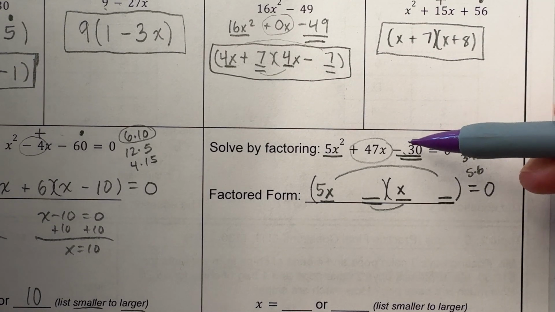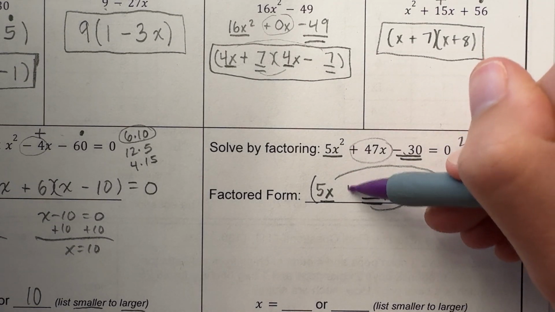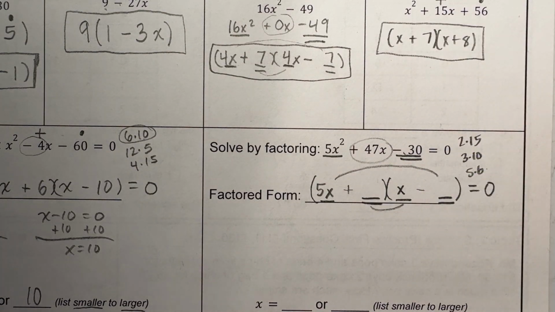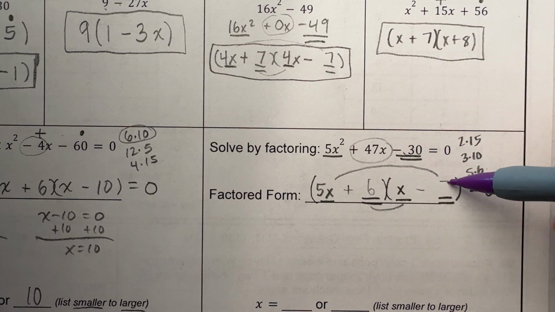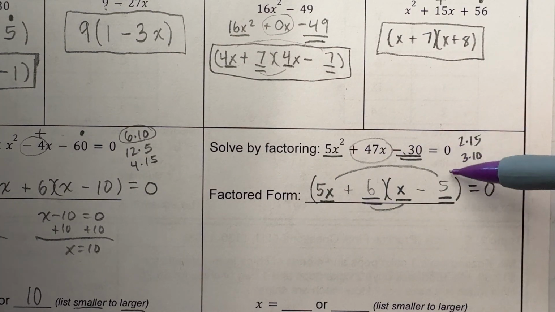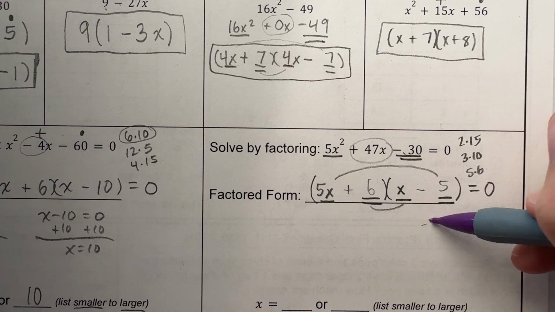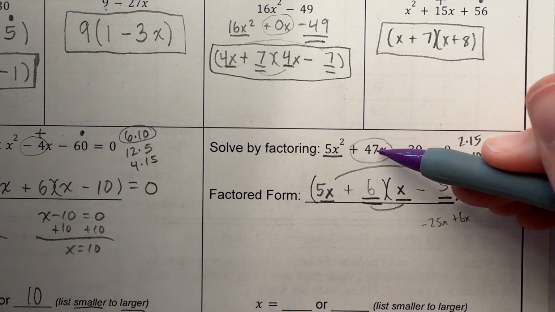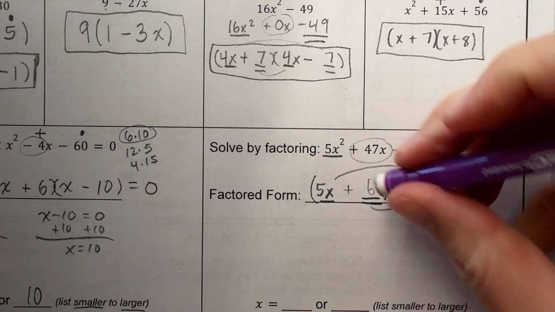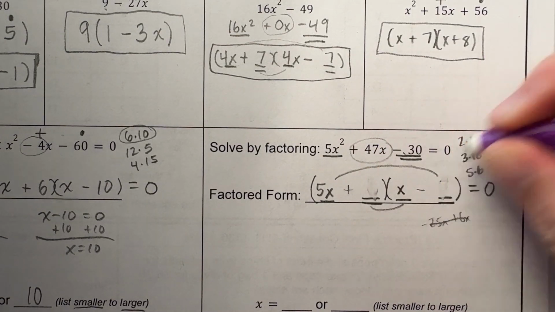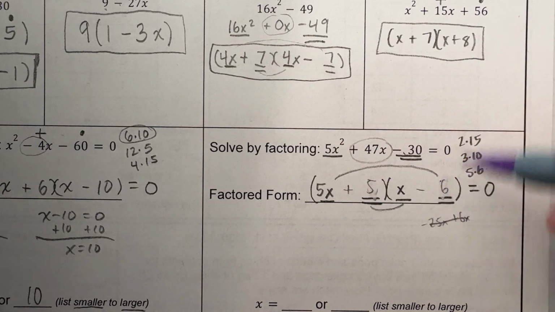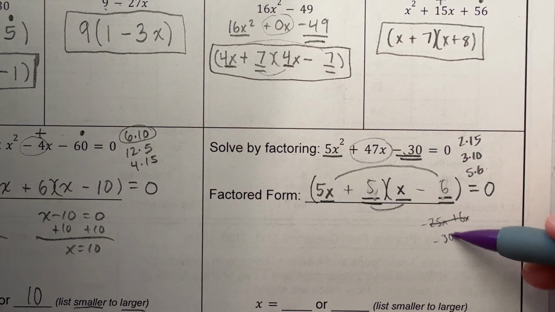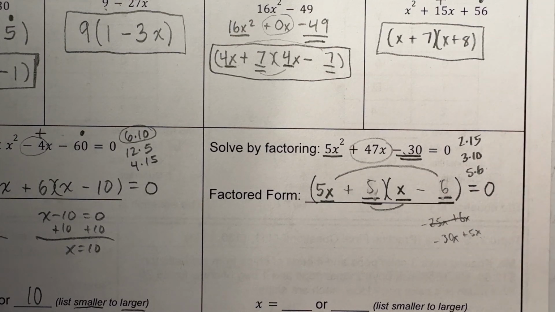Now, they multiply to negative 30, so I'm going to lightly write positive and negative. And let's try, I'm going to put 6 and 5. So let's see, that's 5x times negative 5. That's negative 25x plus 6x. That doesn't equal 47. Okay, let's try switching the 6 and the 5. This is negative 30x plus 5x. That doesn't equal 47 either. Okay, I tried 5 and 6 both ways.